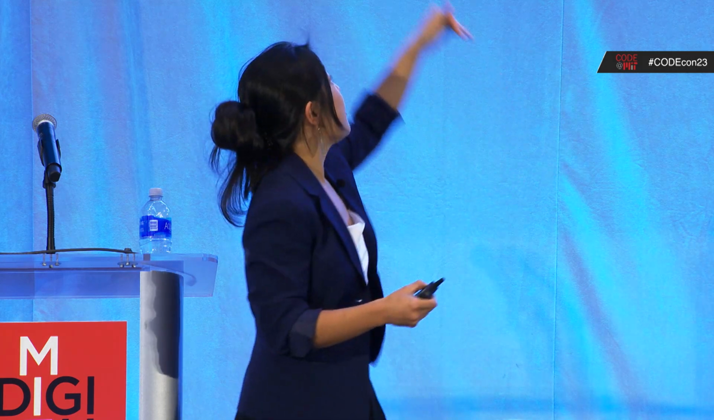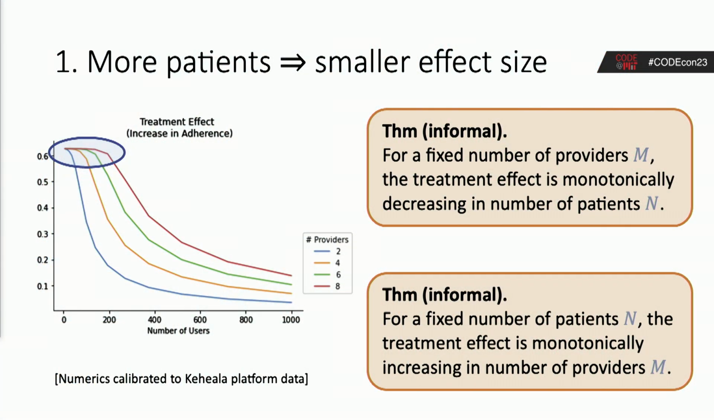And then after that, you actually see the effect size decreasing much steeper, and it's actually decreasing with 1/n. This is something you can prove as well using queuing theory results.